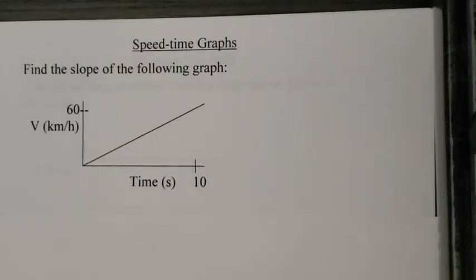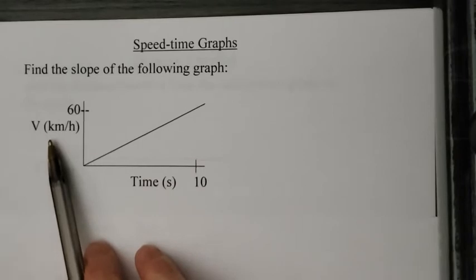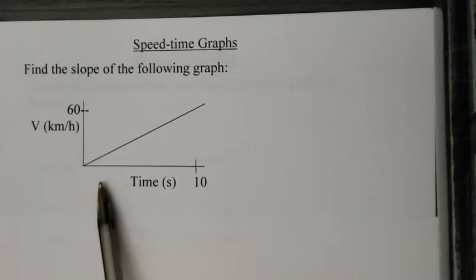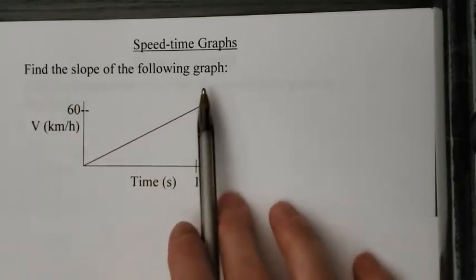So far we've looked at distance time graphs. Now what I want to do is actually look at speed time graphs. So a speed time graph is when we have on the y our speed, and it can be kilometers per hour or meters per second, versus time. And the question we have here says find the slope of the following graph.